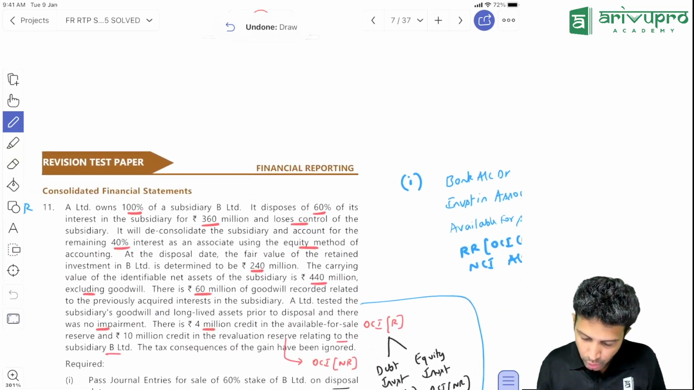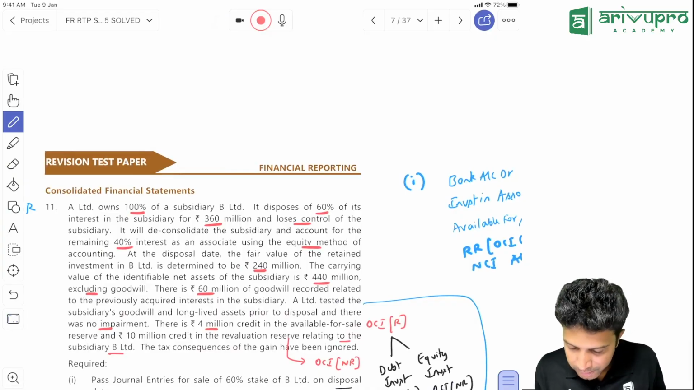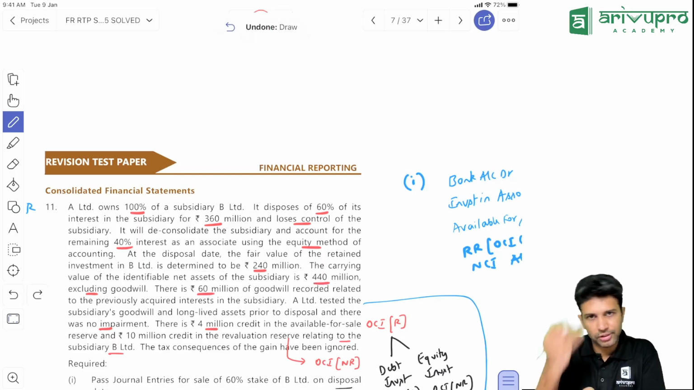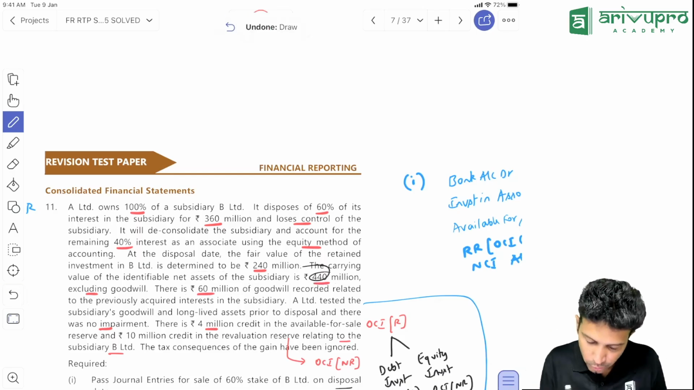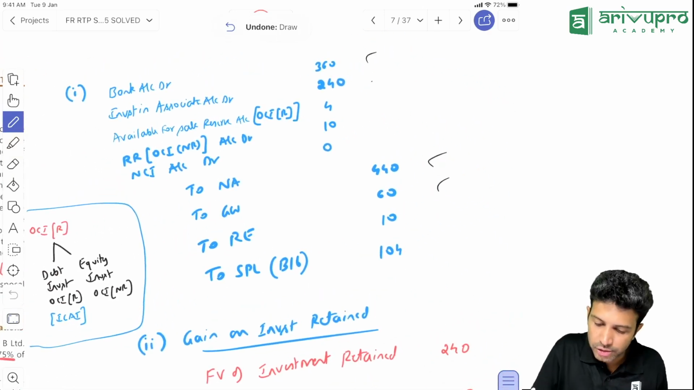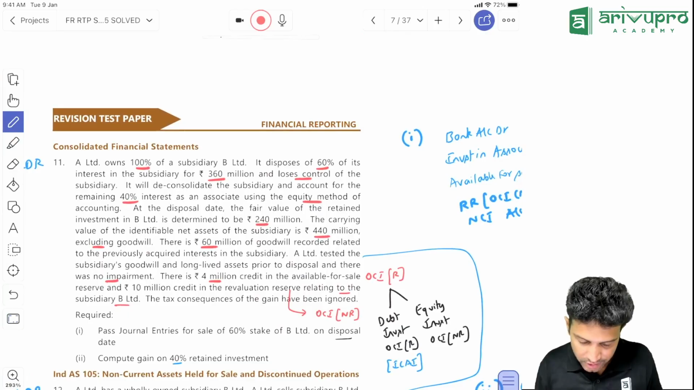That is one. The carrying amount of identifiable net assets is 440 million excluding goodwill, and goodwill is 60 million. We have already shown this. We need to de-recognize, so net assets 440, goodwill 60. Yeah, this is done. So these we have ticked off. Next, what else is there?